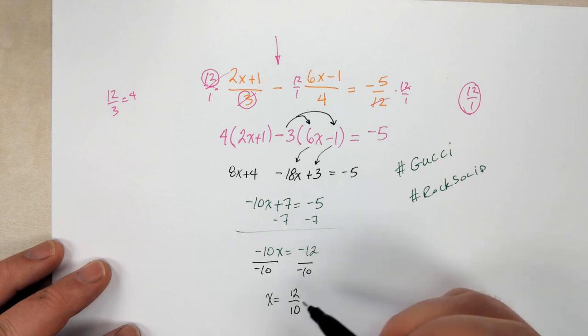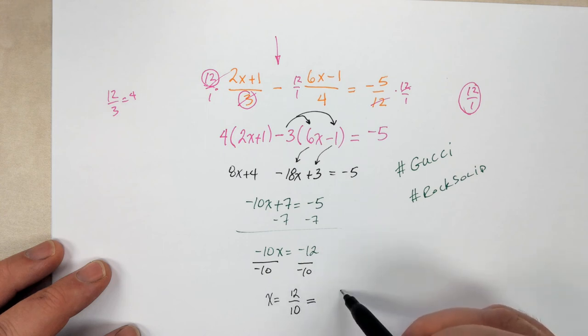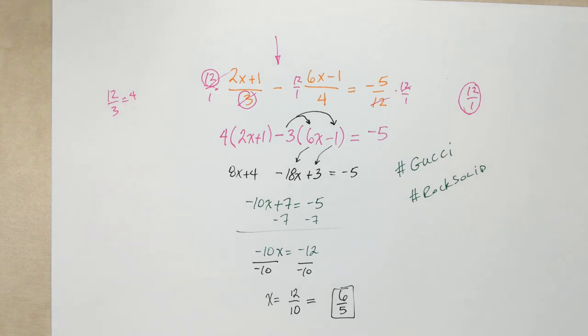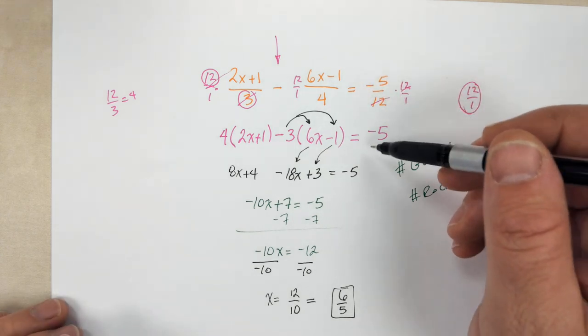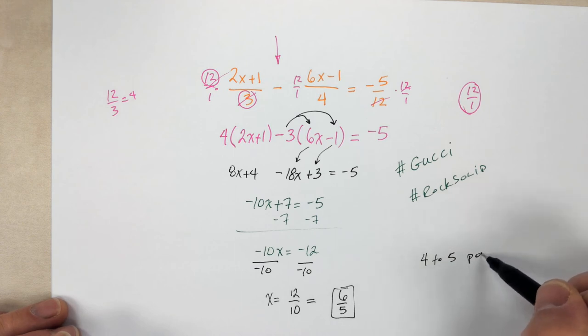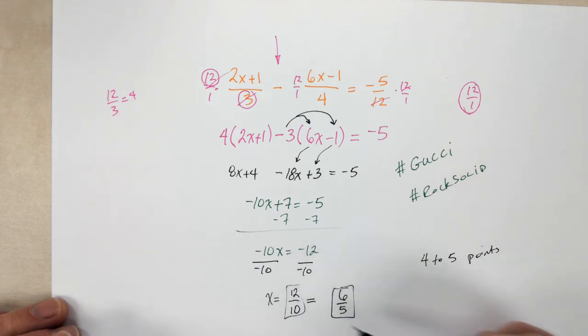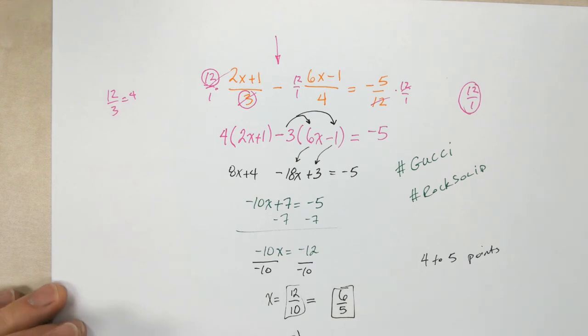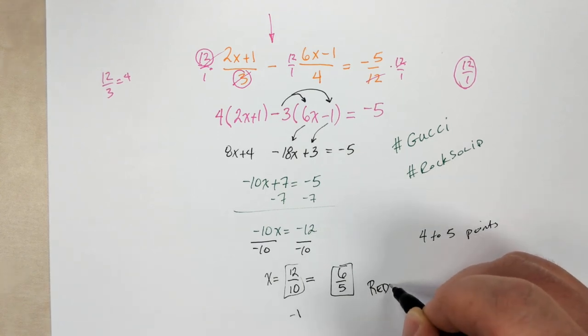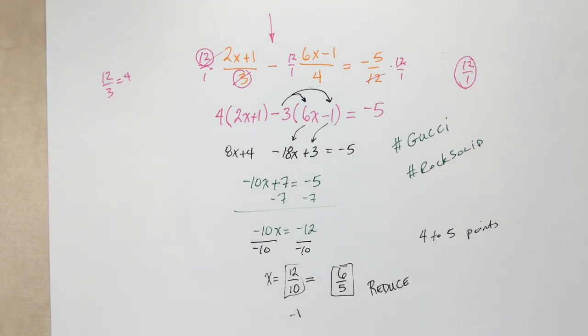But the thing is, we're not done. We can reduce. That can be reduced by 2. There's your answer. If you did all this work, if this was a test, this would be worth 4 to 5 points. And it would make me sad if you wrote this as your answer, you would lose 1 point. You have to reduce. R-E-D-U-C-E.